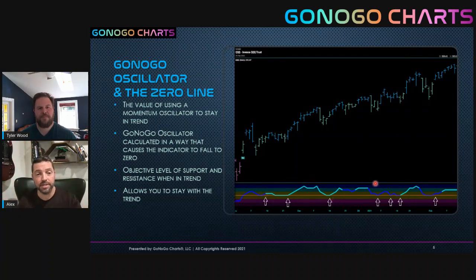Now, the problem with this is every oscillator out there is very, very choppy and moves very, very quickly. So to identify a level of support that can be used when a security is in trend becomes very difficult.